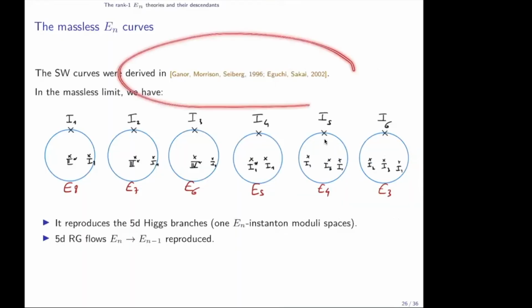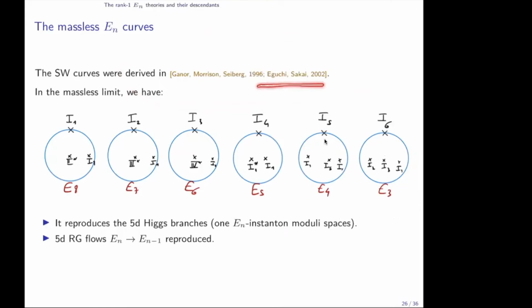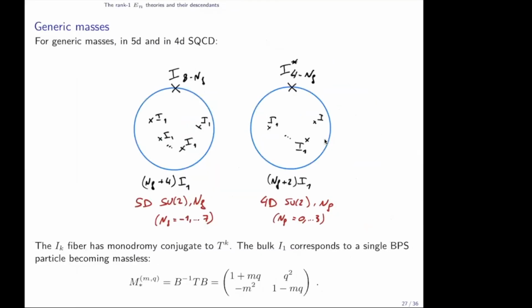So those curves were derived in full detail by Eguchi and Sakai with all the mass deformation in 2002. And in the massless case, you have various singularities that reproduce, in particular, the 5D Coulomb branches and their flavor symmetries, which are E_N. If you have generic mass deformation, you just have a bunch of I_1 singularities, a simple type of non-trivial singularity. You will have N_F plus 4 of them for my E_N theory, where N is N_F plus 1. And similarly, that would be the SQCD in 4D.